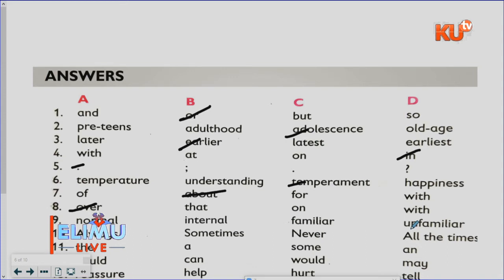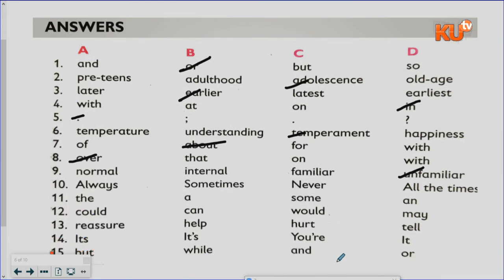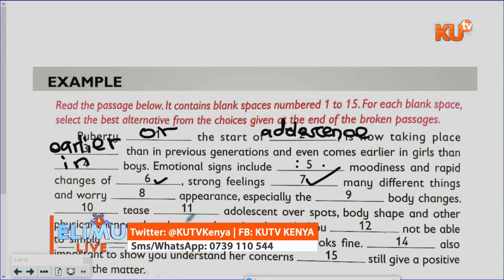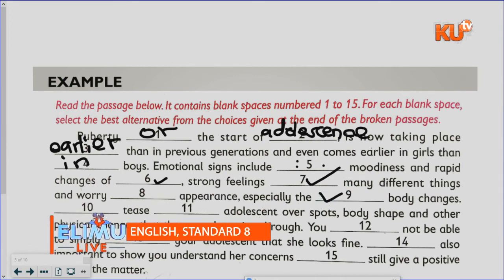If you read from the previous sentence in 8, it says, strong feelings about many different things and worry over appearance, especially the dash body changes. So is it normal body changes? They will not worry about normal body changes, not internal. They will not worry about the familiar ones. They will worry about the unfamiliar body changes. So there it is logic you are applying to answer that question, because an adolescent could not worry about familiar body changes. He or she could worry about the unfamiliar ones. Question 10, which says, especially the unfamiliar body changes. So we have answered that too in this one.